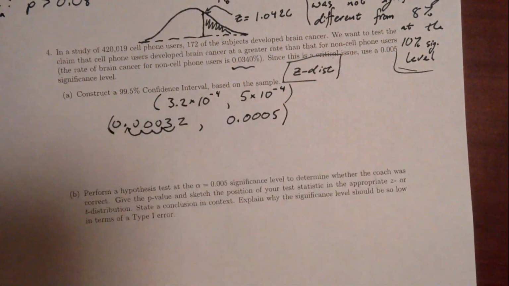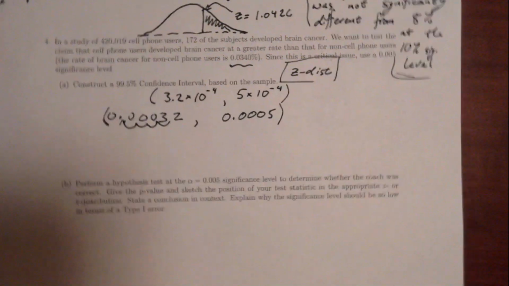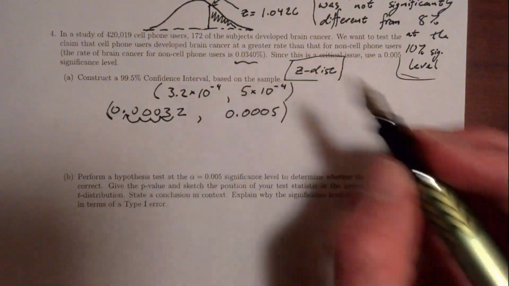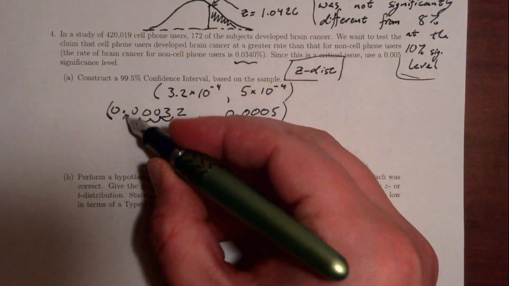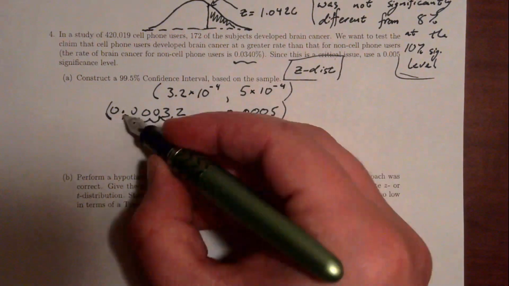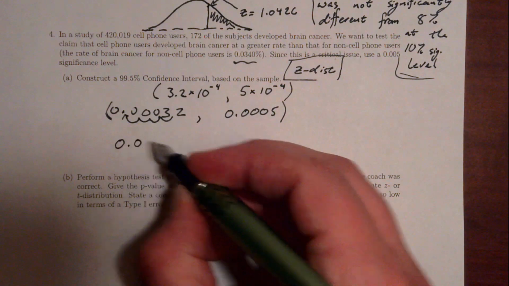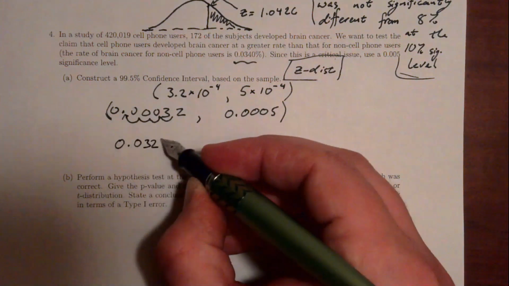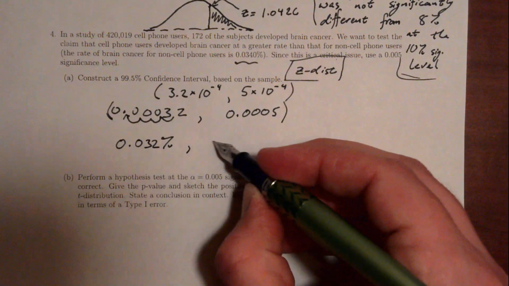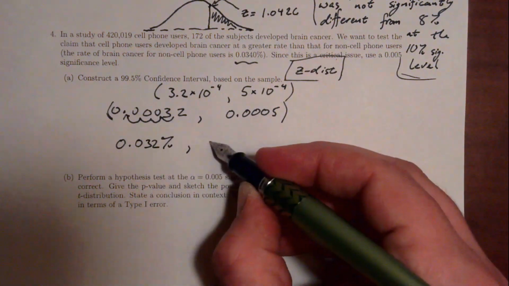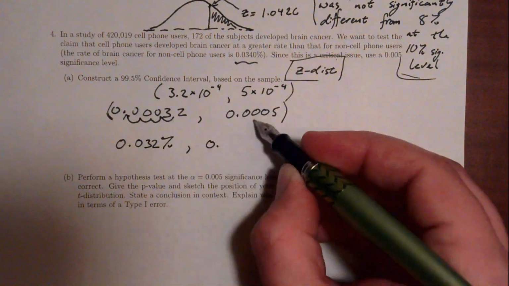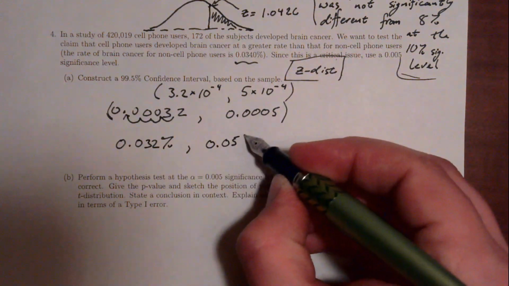The problem asks us about it as a percent. So now we have to do like the double conversion here. We changed it from scientific notation to regular notation. And now regular notation to percent. Move the decimal spot 2 notches back the other way. So that means 0.032% to 0.05%.